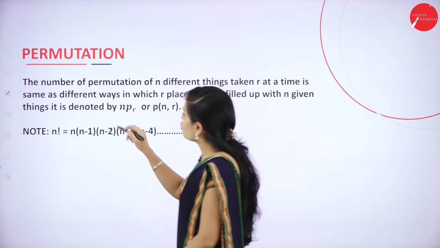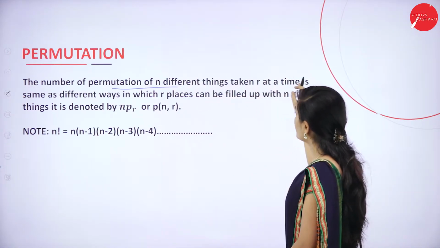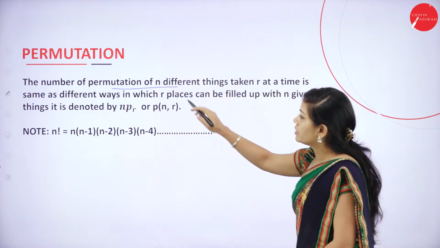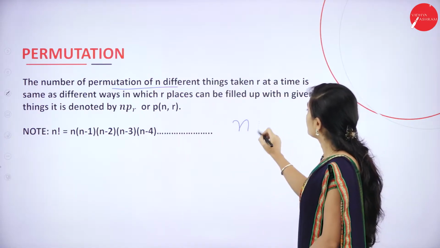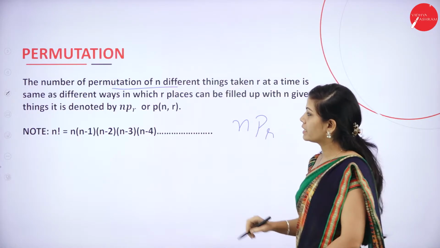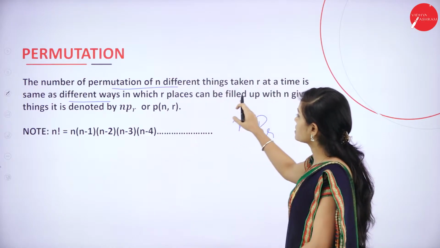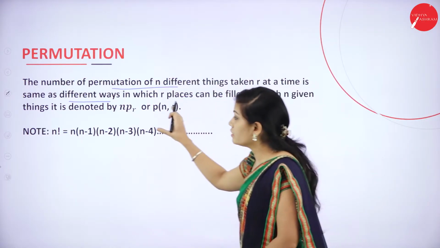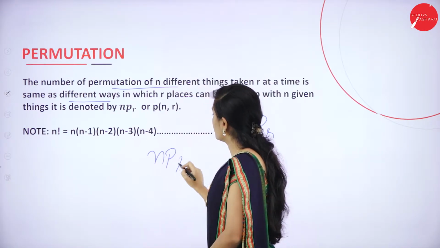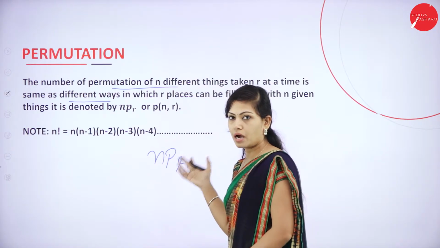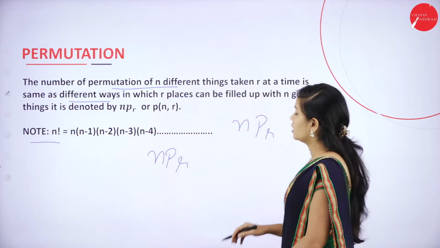The number of permutations of n different things taken r at a time, I will repeat, is the same as the number of different ways in which r places can be filled up with n given things. It is denoted by nPr or P(n,r). Clear?